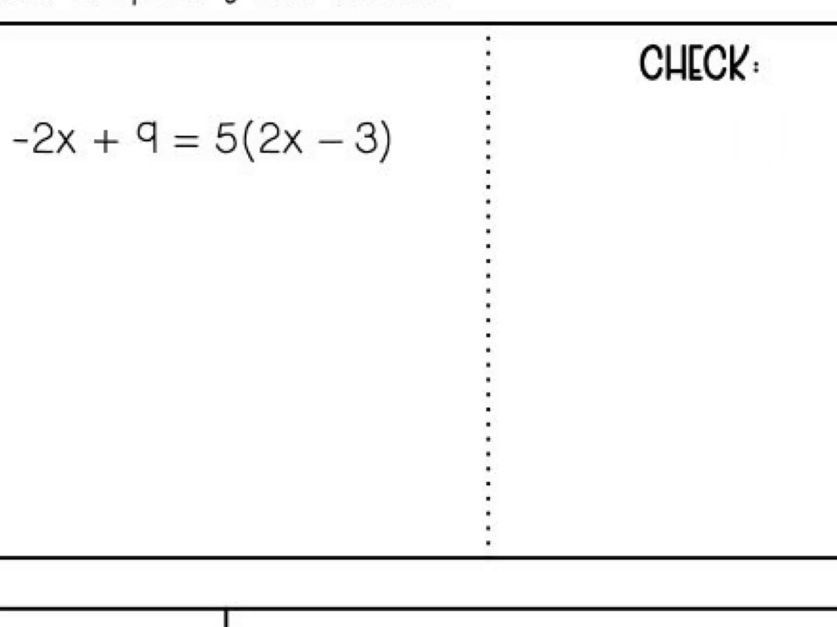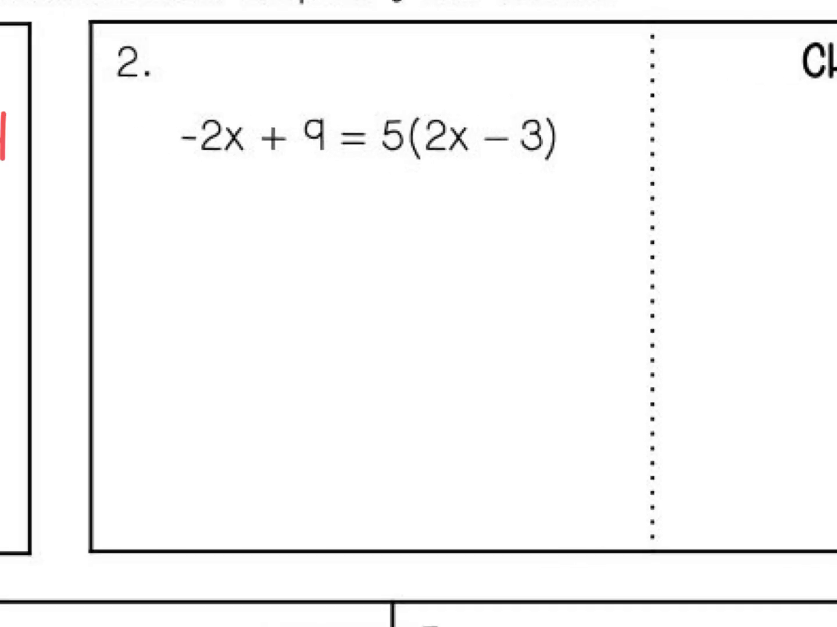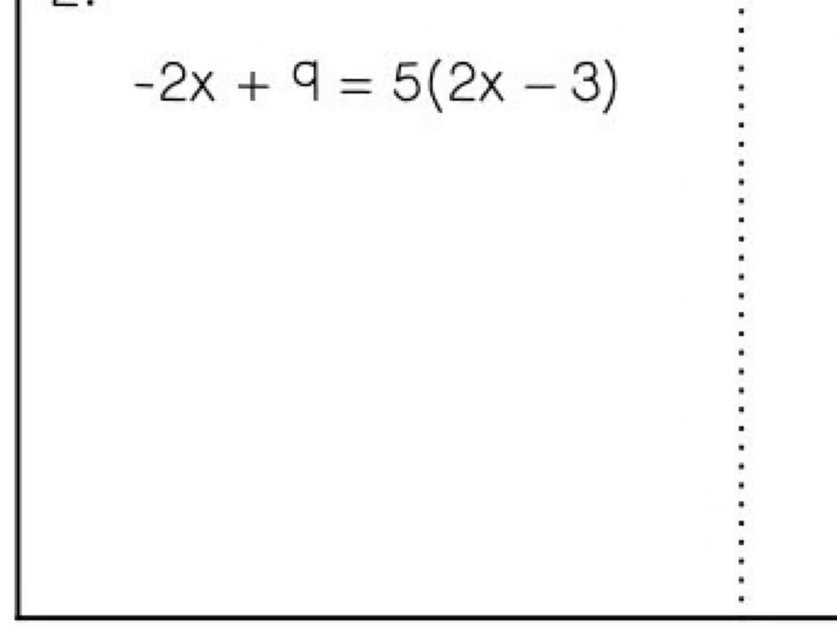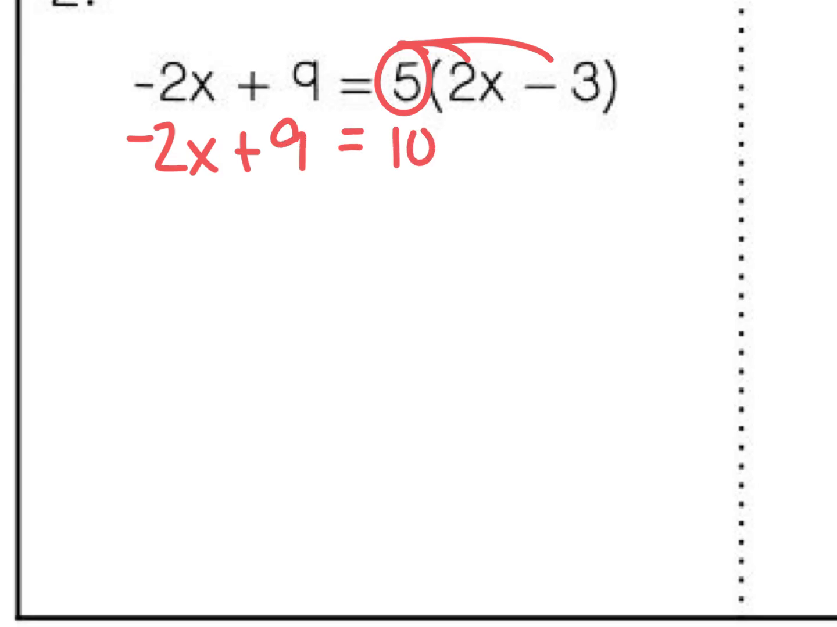All right, so for number 2, again, think about your steps. Step 1 is distributing. Do we have parentheses? Yes, so we need to start there. So we're going to distribute the positive 5. What do we get when we distribute positive 5? 10x minus 15. All right.